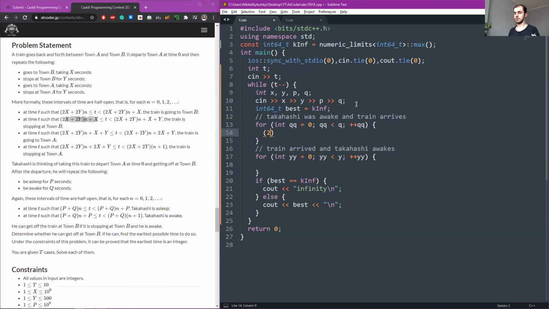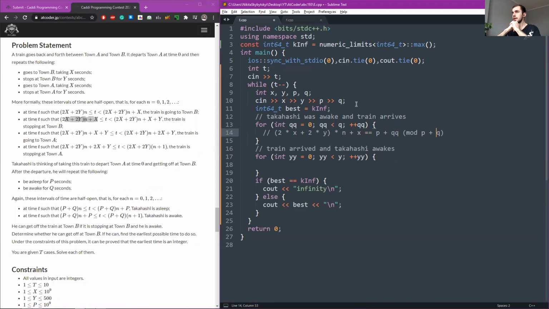So we know that 2x plus 2y times some n plus x is equal to what? Is equal to QQ, is equal to P plus QQ modulo Q. I think so. Does it make sense? No, modulo P plus Q is Takahashi's sleep schedule. And it should be like that. Yeah, I think so.